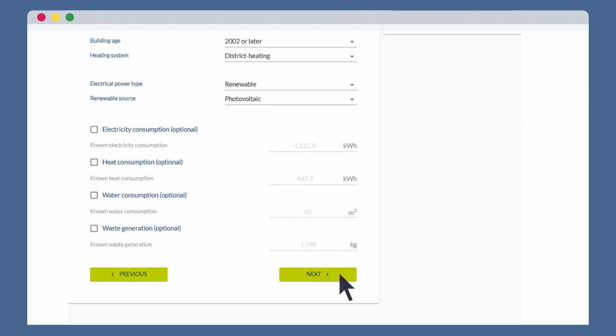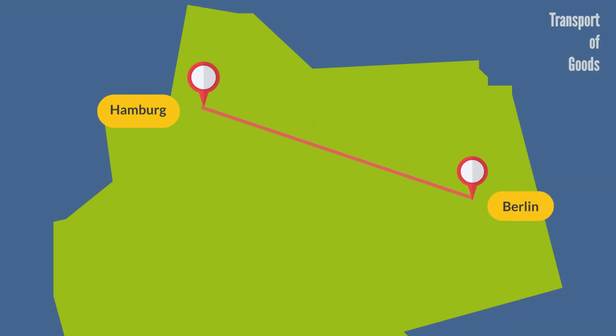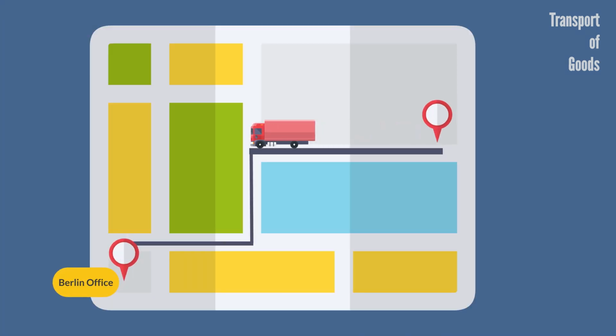finalizing logistics. We transported essential event equipment from our Hamburg office to the Berlin venue, covering 290 kilometers with a net weight of around 6 tons. After the event, the equipment was returned to our Berlin office, a shorter trip of around 15 kilometers.